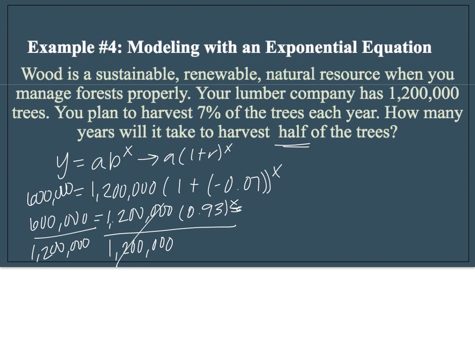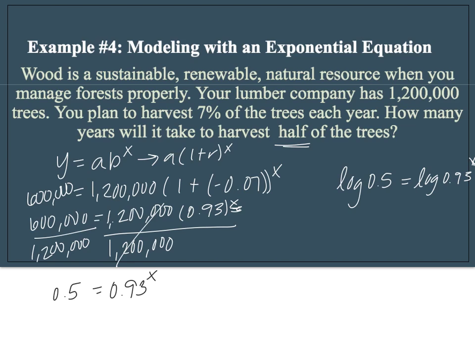Okay, so that'll go away, and we are then left with 0.5, because 600,000 divided by 1.2 million is half, so 0.5 equals 0.93 to the x power. All right, and then the only way to get this x power to come down is to raise each side by log. So this is going to be log of 0.5 equal to log of 0.93 to the x power.